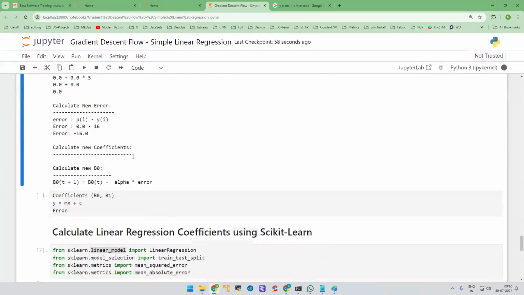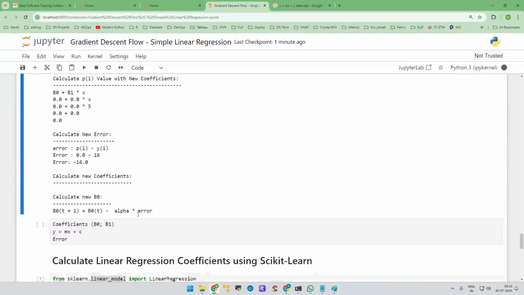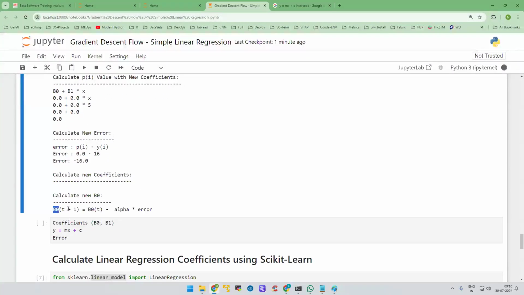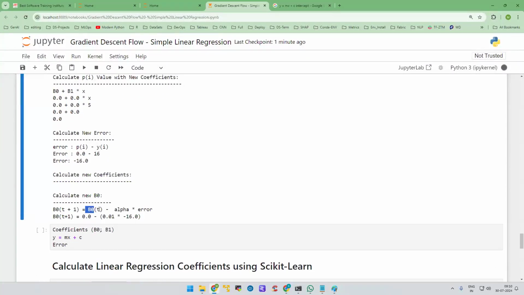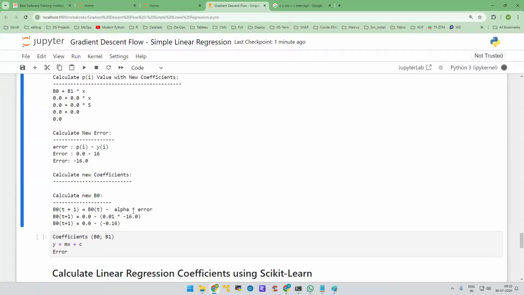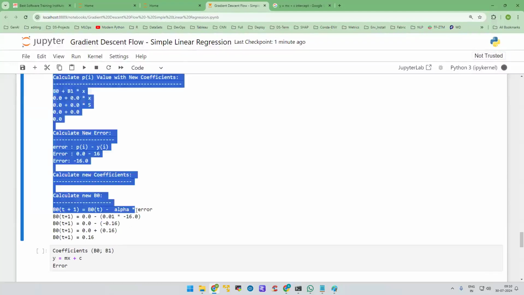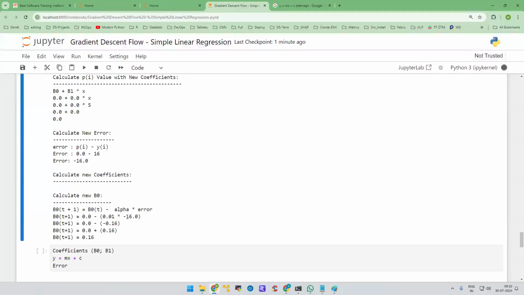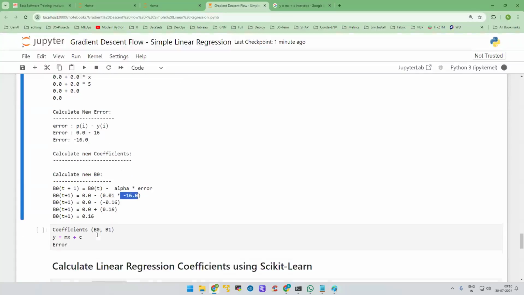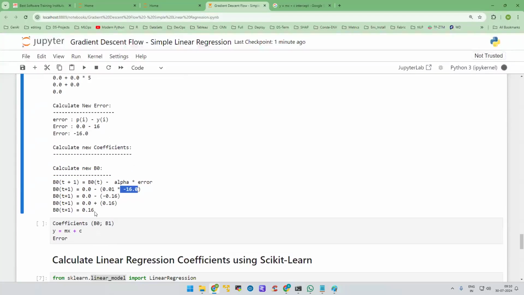Now we need to recalculate the coefficients B0 and B1. How do we recalculate them? B0 new is equal to old B0, which is 0, minus alpha, that is 0.01, into error, which is minus 16. When you calculate this, 16 multiplied by 0.01 becomes 0.16. So the new B0 is 0.16.